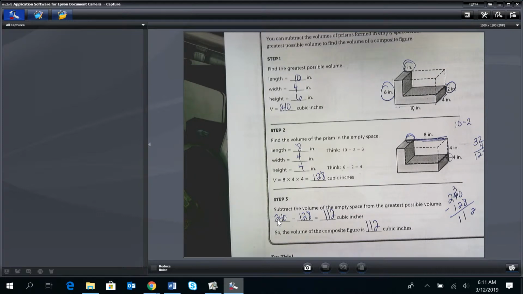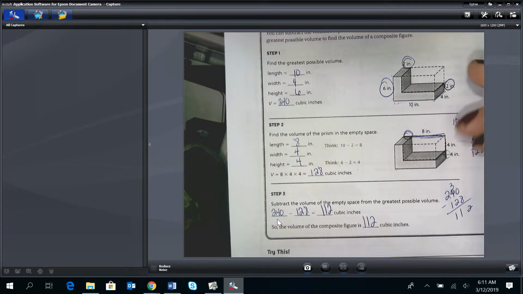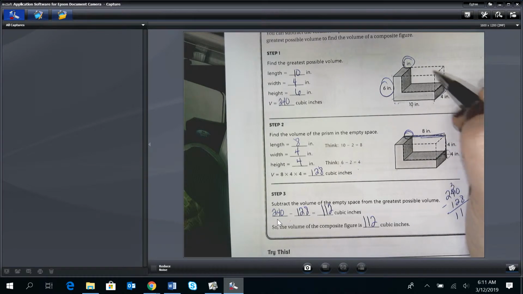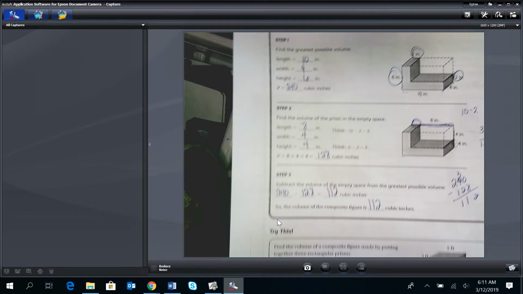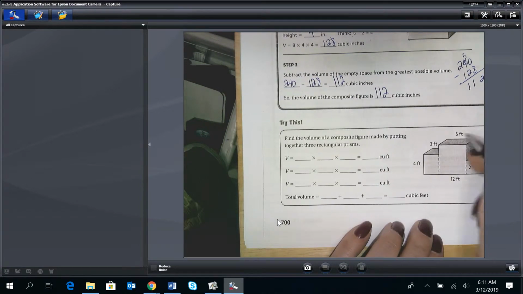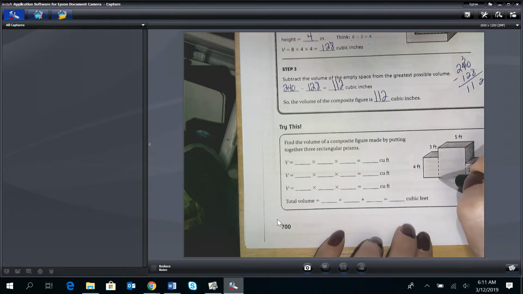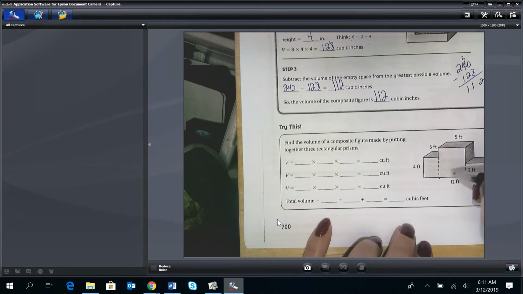Both ways work fine. Do you like to break out a part and just measure the solids, or do you like to think of it as a solid and take out the extra? All right, so let's try this one. We could make it a whole solid, but I prefer to break it apart. If you like to do it the other way, that's fine.